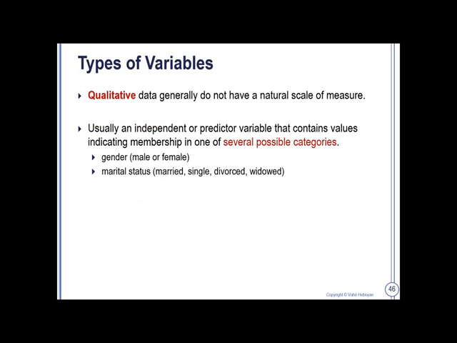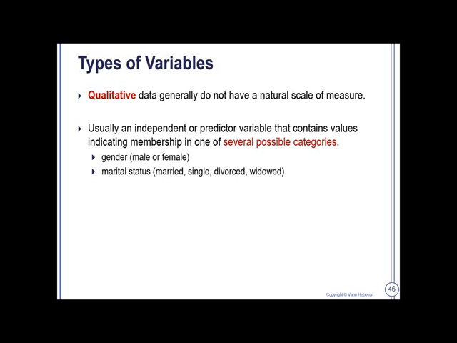Now we come to the qualitative data. Remember, the quantitative data do have a natural scale of measurement, like Fahrenheit, kilometers, and so on. In the case of qualitative data, they do not have a natural scale of measurement.